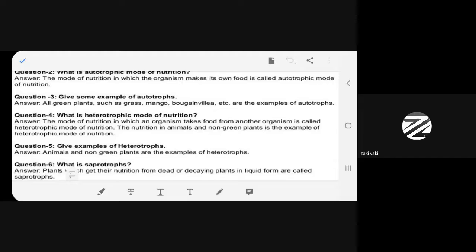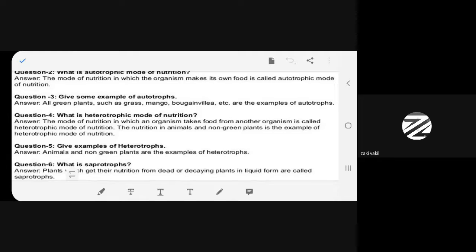Question number 4. What is heterotrophic mode of nutrition? Answer: the mode of nutrition in which an organism takes food from another organism is called heterotrophic mode of nutrition. The nutrition in animals and non-green plants is an example of heterotrophic mode of nutrition. Understood, all of you? This is revision. Whatever we have done, this is all revision. Next.